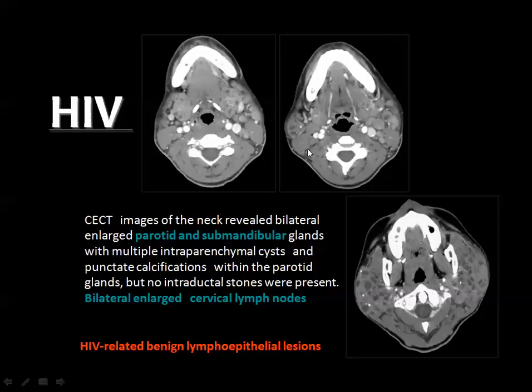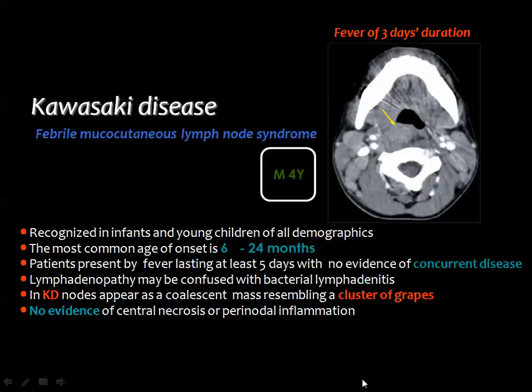And these cystic changes are referred to as HIV-related benign lymphoepithelial lesions, and they are also seen in patients with Sjogren disease, where you get symmetrical enlargement of the parotid glands with multiple internal cystic changes, and you know the intimate relation between Sjogren and non-Hodgkin lymphoma.